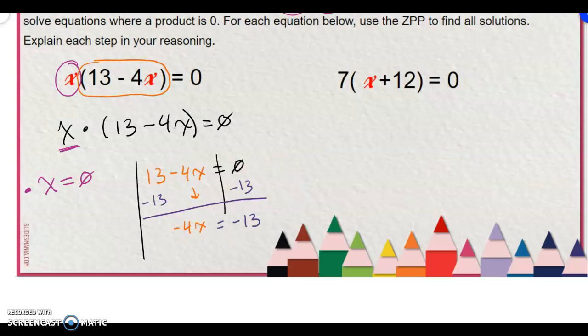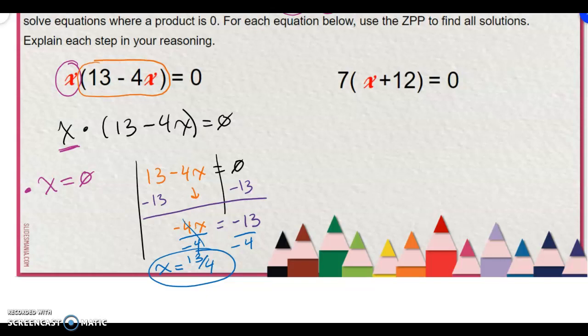So now I need to get x by itself, and what I'm going to do is divide by negative 4 because that's what's attached to my x. Well, two negatives equal a positive, so my other option for x is going to be 13 over 4. Essentially, we're finding all the solutions that x could be equal to.